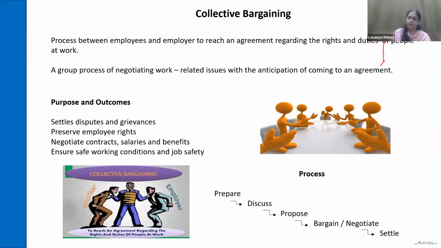Sometimes the management may accept all 20 points, sometimes only half of it, sometimes hardly 2 to 3 of it. Whatever it is, they come to a settlement. Once they come to a settlement, that is implemented in the organization. After some time, the remaining requirements and needs are again taken to the management. So this is the process of collective bargaining.